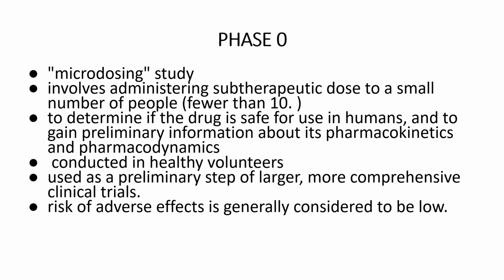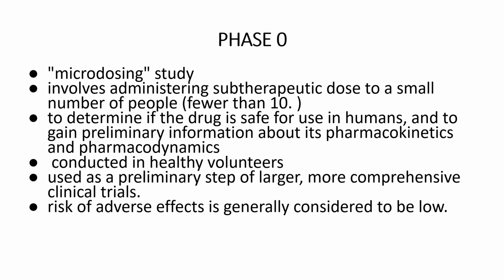Apart from the conventional four phases, we have phase 0, which is also called a microdosing study. It's just a preliminary step to get some basic information about the safety and pharmacokinetic and pharmacodynamic parameters of the drug, just to know whether the drug can be forwarded to the subsequent phases, whether the drug has favorable pharmacokinetic features and favorable safety and tolerability features, so that it can be further developed into phase 1, 2, 3 and 4 studies. So this preliminary step is called phase 0.